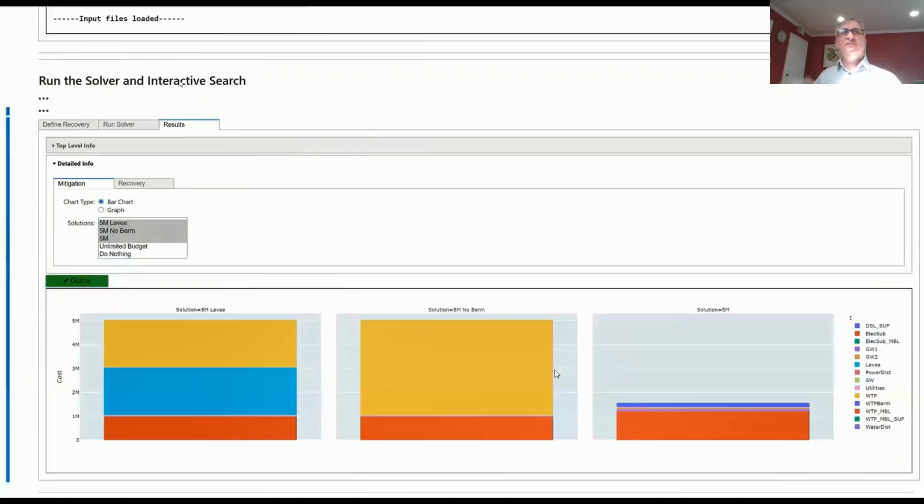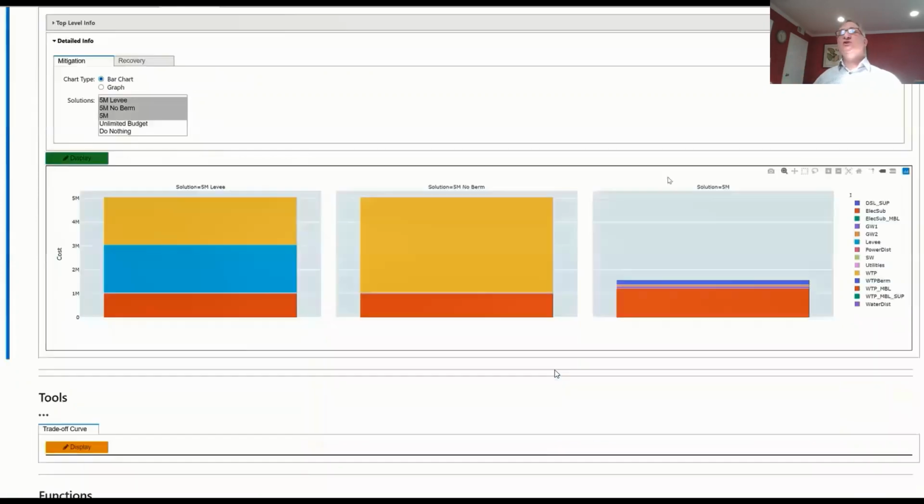So the whole difficulty is conveying to the users the differences in solutions and to incorporate what they do or don't like. So here's a lined up set of solutions, $5 million budget with no berm, and one where we force something into the solution.